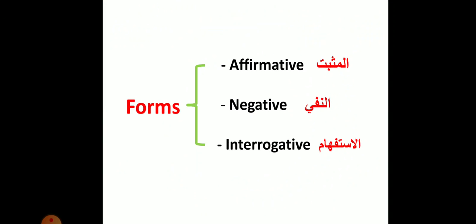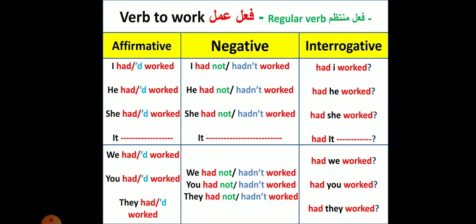Forms. So we'll conjugate some verbs in the affirmative, negative, and interrogative form. Okay, verb to work. It is a regular verb, so we'll conjugate it in the affirmative, negative, and interrogative form. So for the affirmative form, I had worked, or the short form, I'd worked. He had worked, or he'd worked. She had worked, or she'd worked. It, we don't use it with verb to work, okay, because it refers to animals, places, and things.